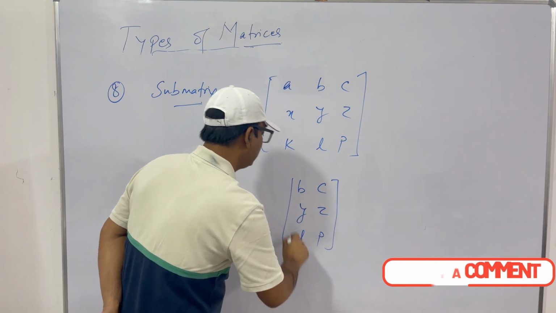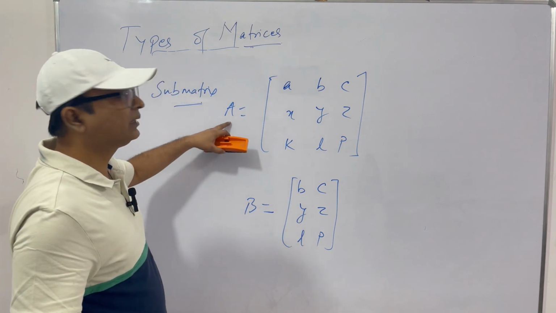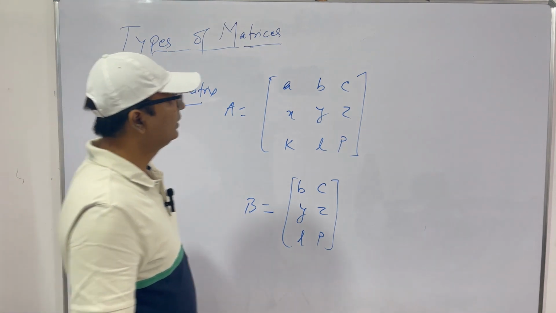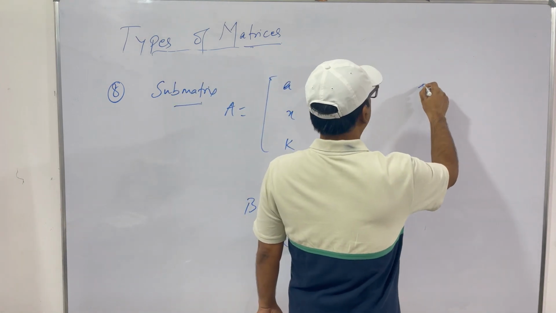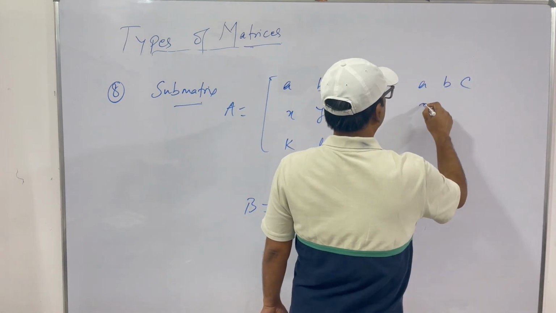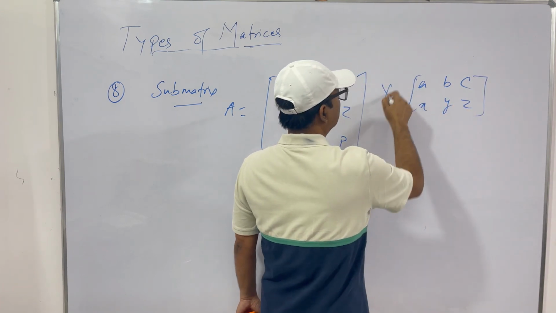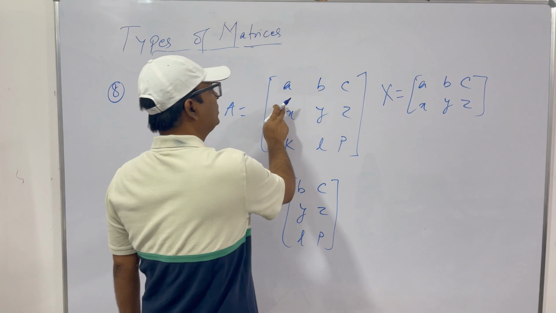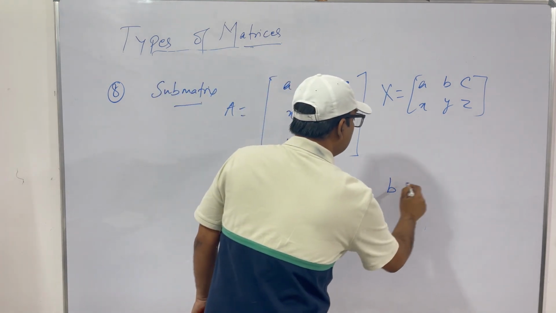So this is also a matrix. Let's say this is B. Then B is a submatrix of A. Or we can omit the last row. What will we get? A, B, C, X, Y, Z. Let's say this is matrix X. So this matrix is also a submatrix of this. Let's say we have matrix B, C.